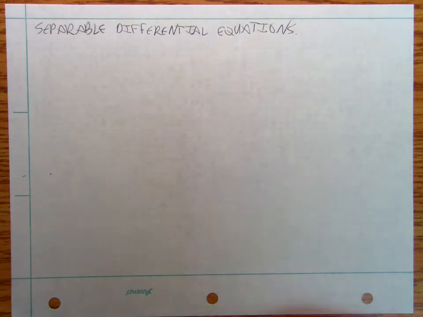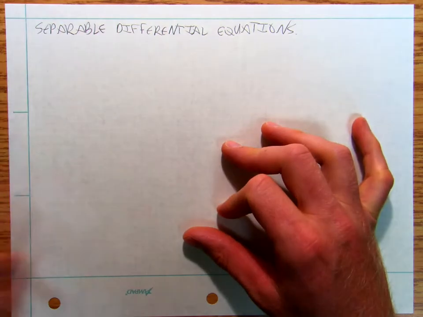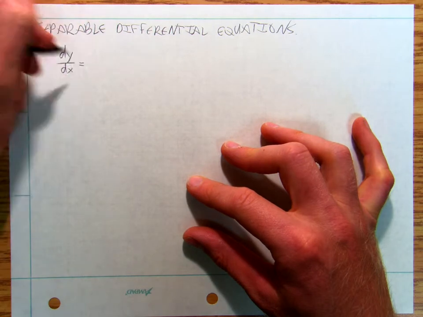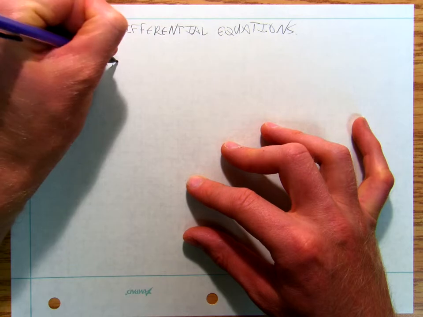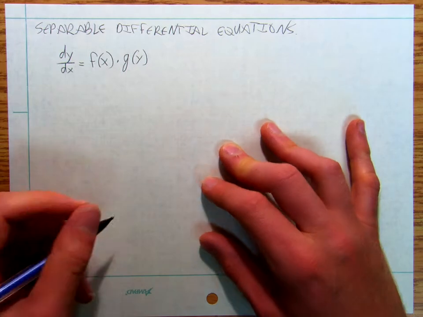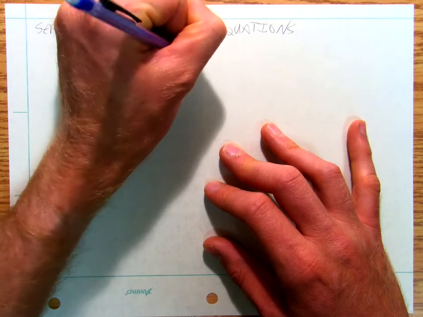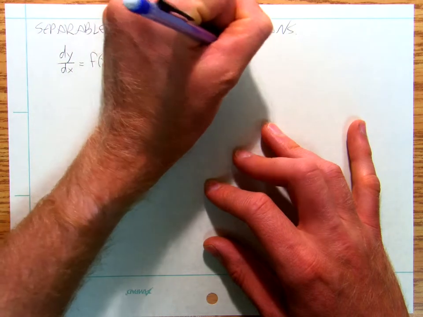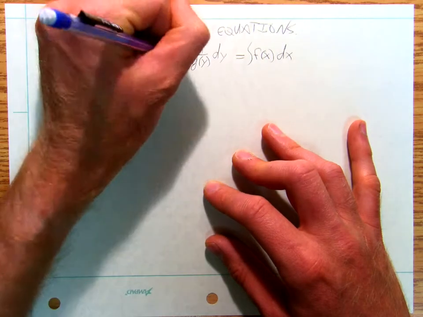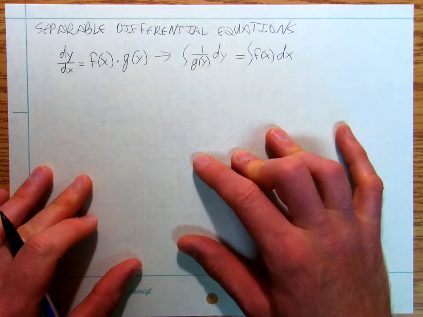Okay, so this video is going to look at separable differential equations. And what I said in my introduction to this is that you can write a separable differential equation as some function of x times some function of y. Then you can get that as 1 over g of y dy equals f of x dx, and then you've got all y's on this side and all x's on this side, and you just integrate and you just go with it.